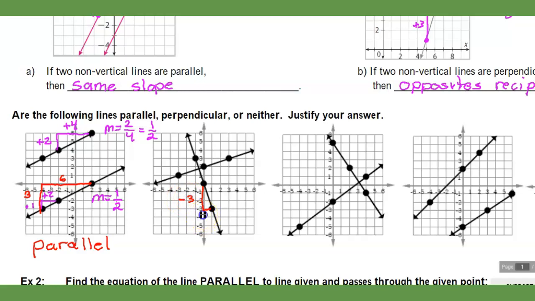Down 3 over 1. So negative 3 over 1. Up 1 to the right 3. Positive 1, positive 3. So we have 1/3. So are they opposites? Yes, one's positive, one's negative. Are they reciprocals? Yes, so perpendicular.